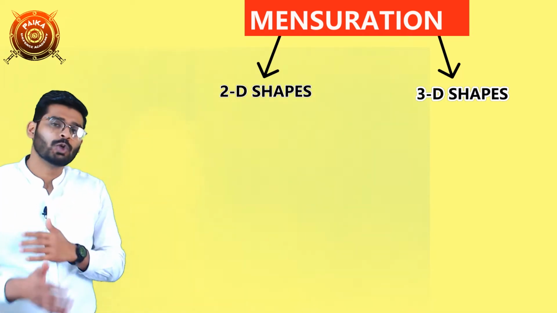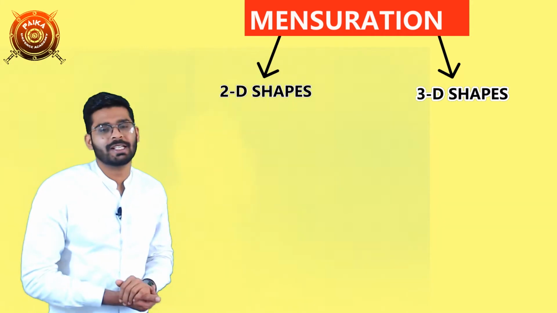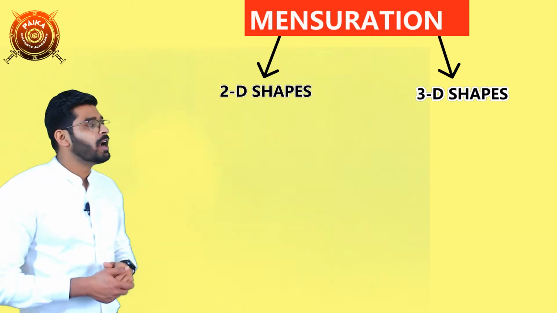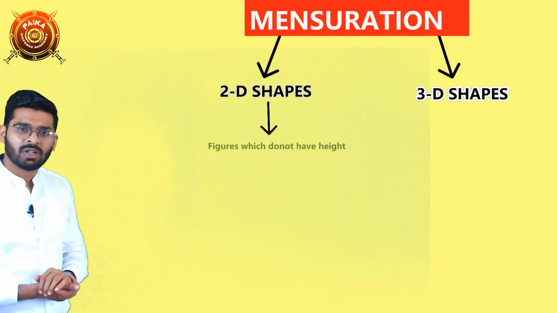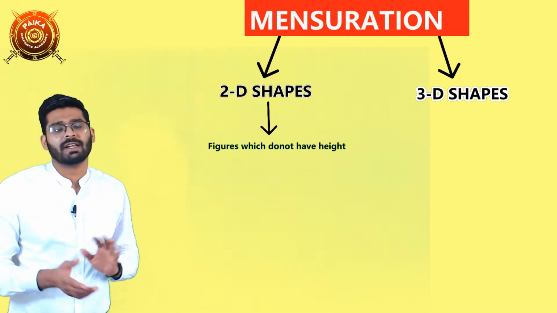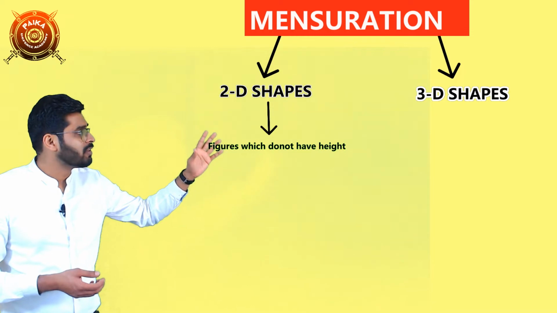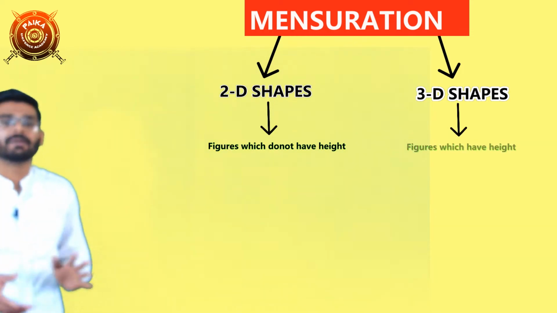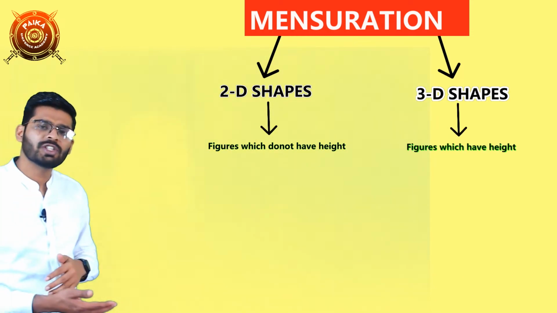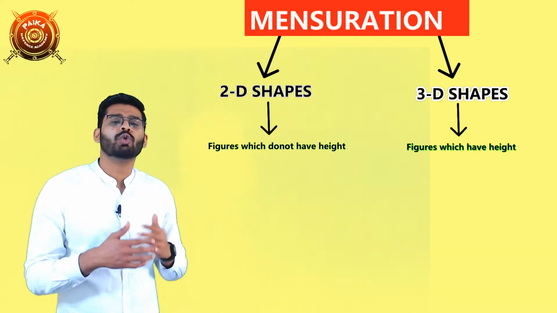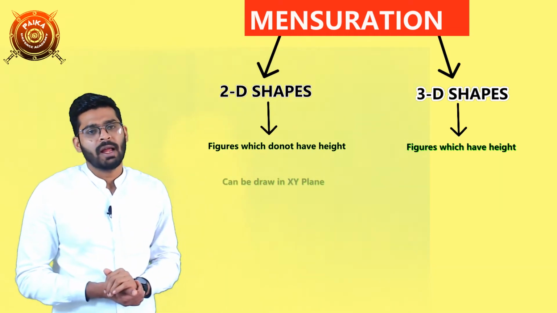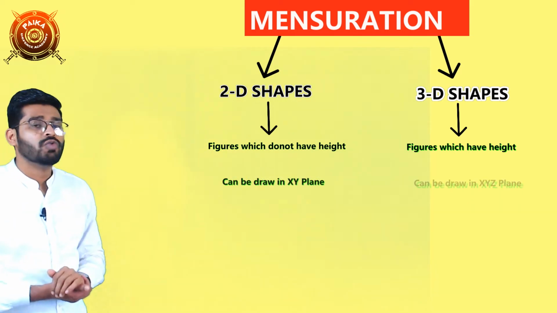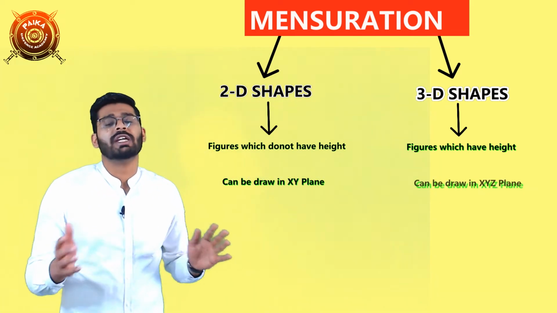Now, one more question arises here: what are 2D shapes, what are 3D shapes, and how is a 2D shape different from a 3D shape? So students, 2D shapes, or you can say 2D figures, are the figures which do not have height, and 3D figures are the figures which have height. Or in simple language, we can say that 2D figures are the figures which can be drawn in the XY plane, and 3D figures are the figures which can be drawn in the XYZ plane.